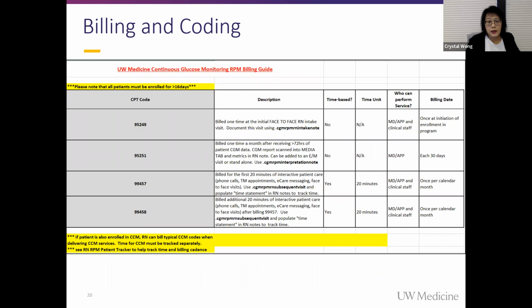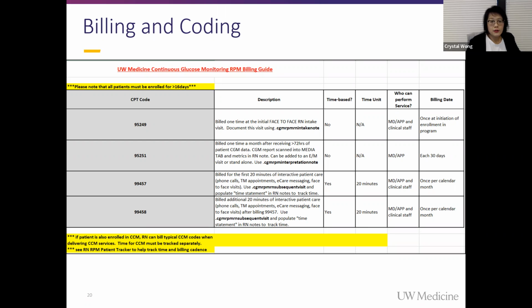This is the billing coding grid that I mentioned. This might be one of the good resources to print and just have at your desk while you're getting used to it. You can see it's got the specific CPT code, a description of why you would use it, whether it's time-based or not, the time unit, and then who is going to use it. So the first one, the 95249, this is really for the RN intake. Sure, providers can use it, but this is mostly going to be the RN/RD doing this visit, and they'll use this dot phrase. And this is only billed out once. This is just to teach the patient how to use the device.